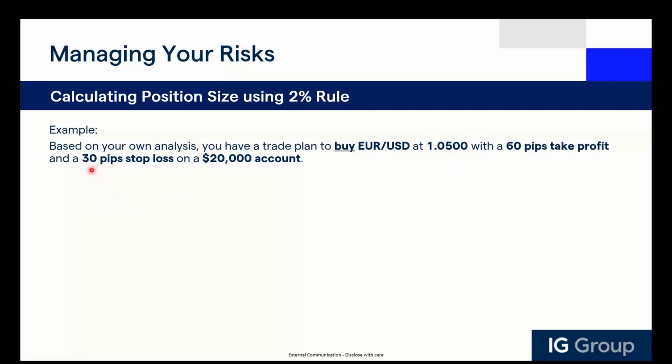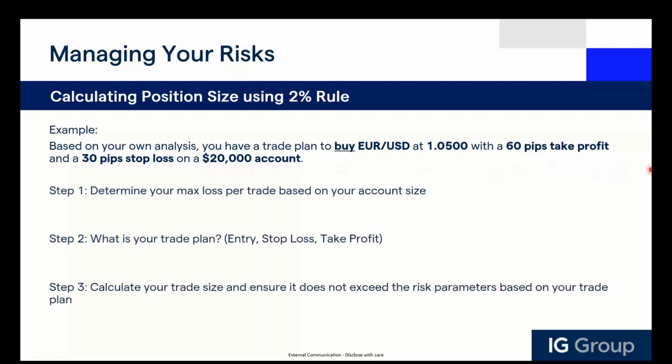And our stop loss right now is 30 pips below our entry. So we minus 30 pips from 1.0500, and we have a $20,000 account.